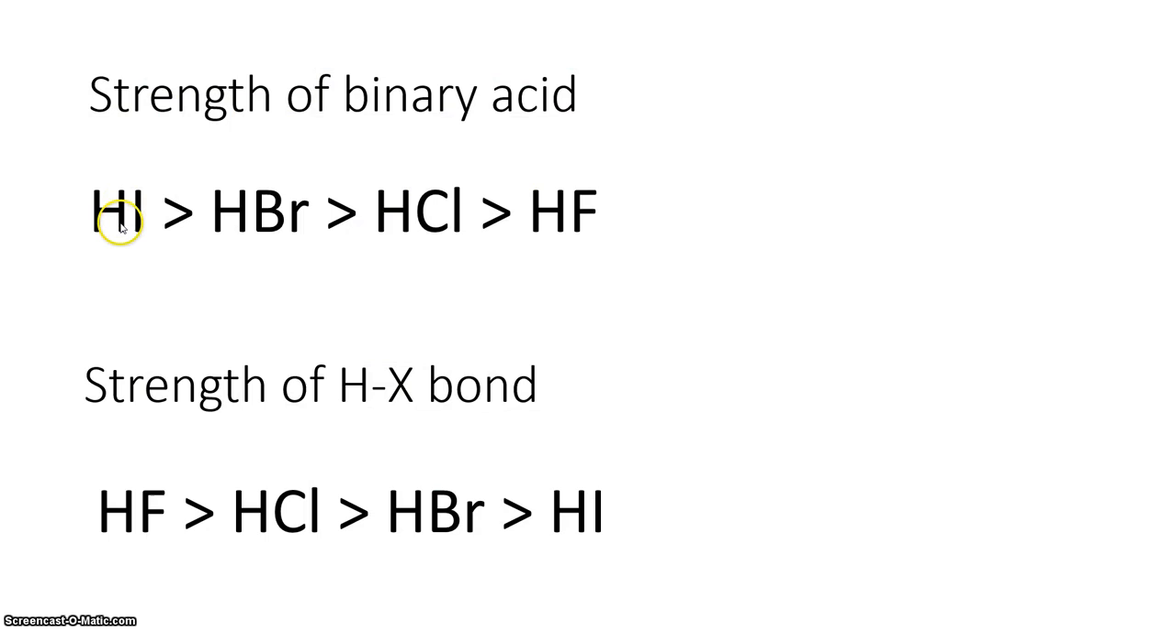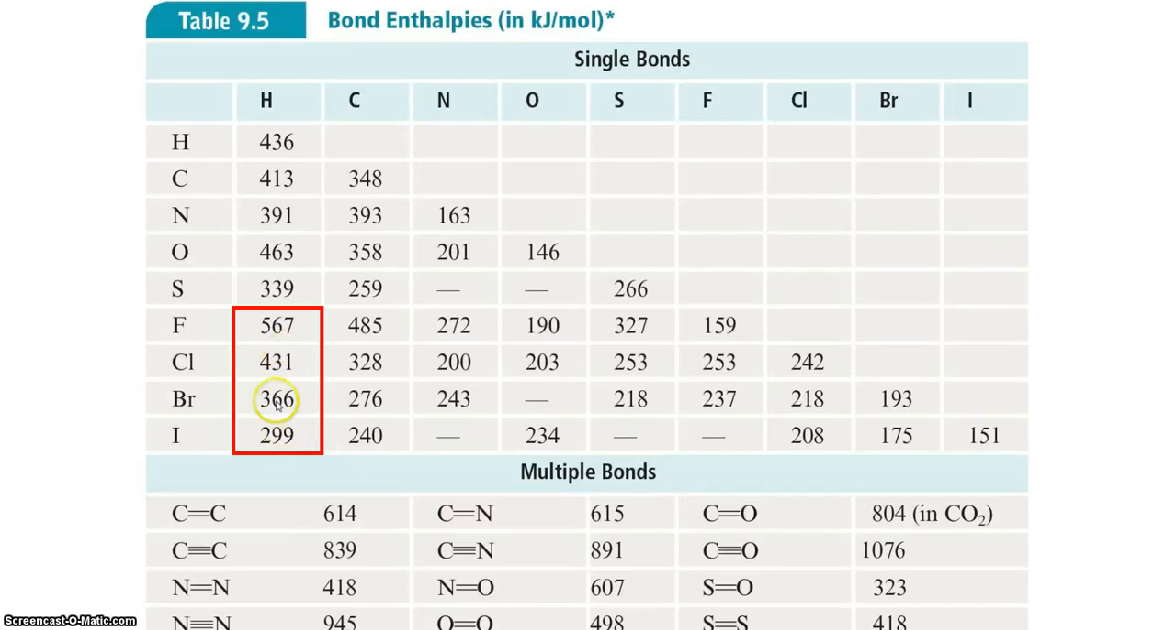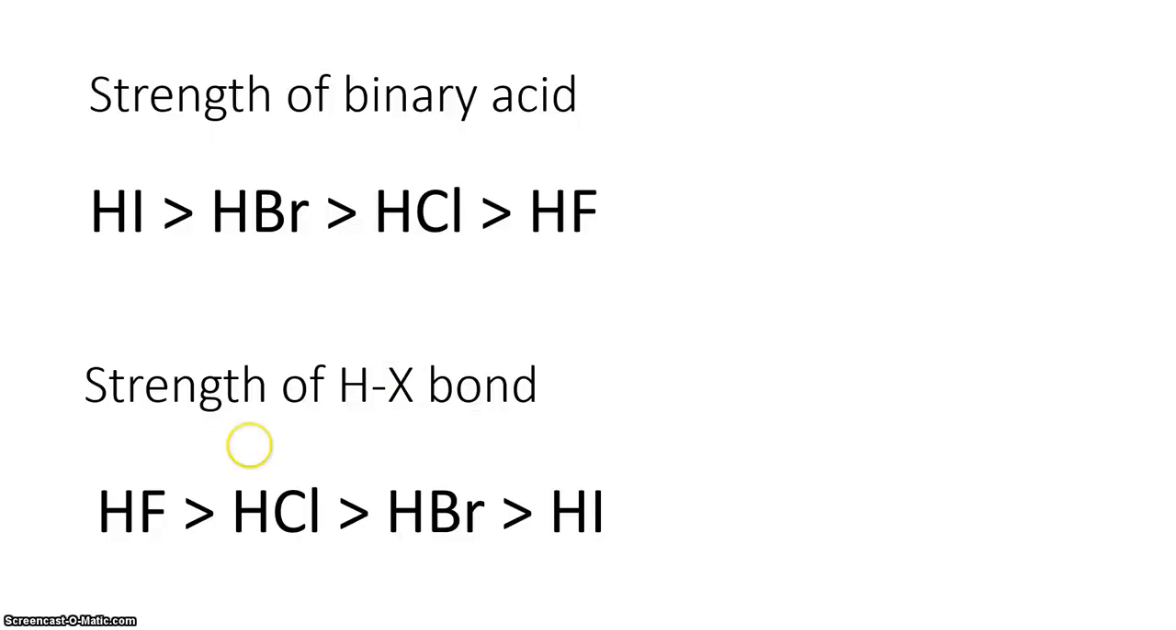Okay, so if we look at this again, the strength of the binary acid, so the acid strength, HI is greater than HBr, is greater than HCl, is greater than HF. And that's because the bond enthalpy is decreasing, the bond strength is decreasing as we go down the group. So the strength of the hydrogen atom to X-atom bond, HF is greater than HCl, is greater than HBr, is greater than HI. So these general trends that you've already seen, the atomic size and the electronegativity or polarity of a bond, play a role in the strength of an acid.